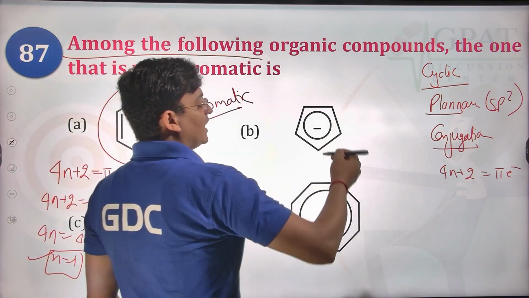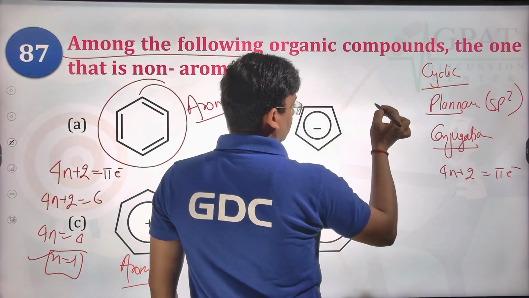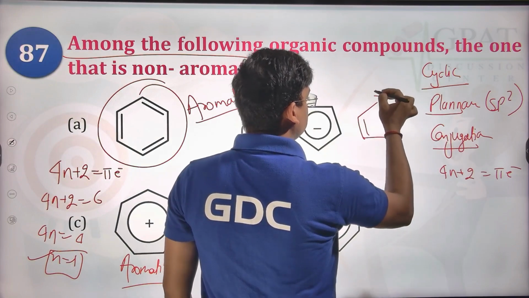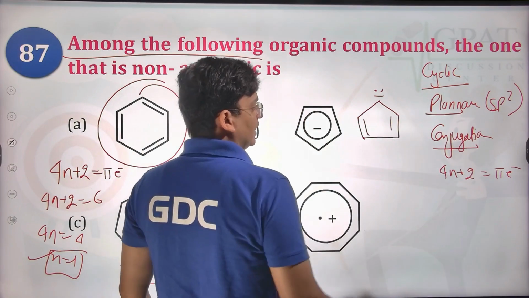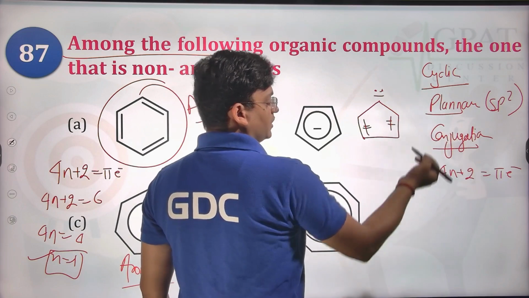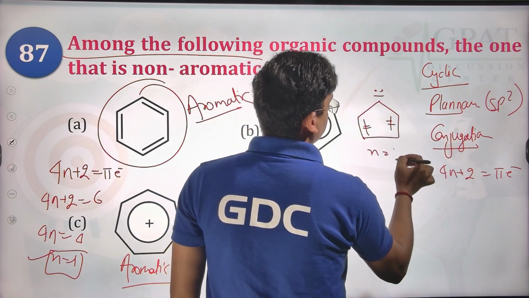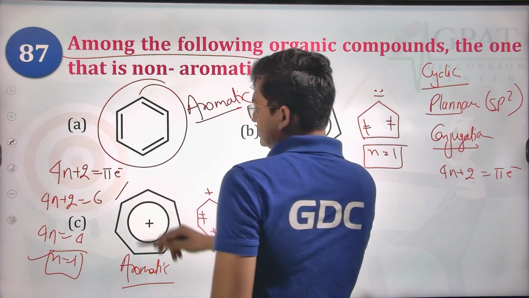Now we have the cyclopentadienyl anion. Again, this system will also have 2 electrons here, 2 here, 2 here. So total 6 electrons. So yes, 4n plus 2 gives n equals 1. Same as here, we have 6 electrons.